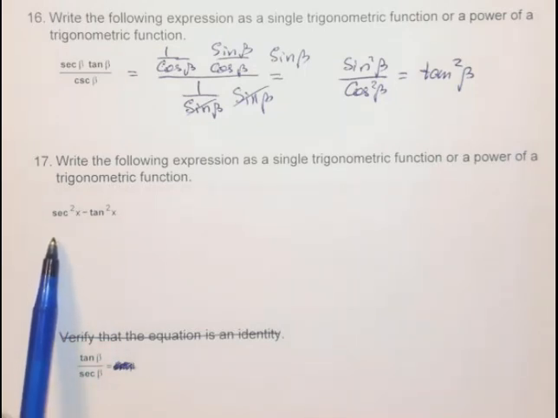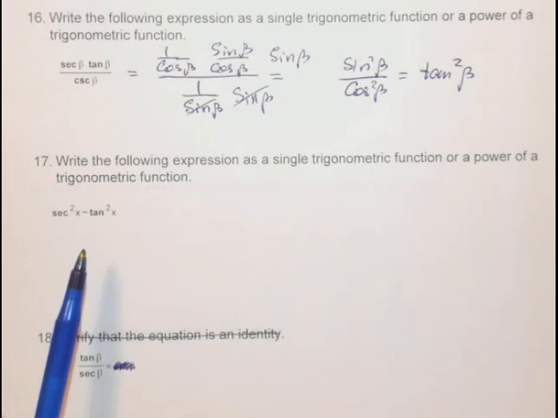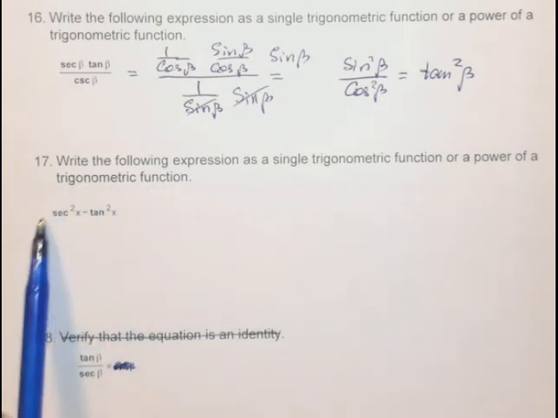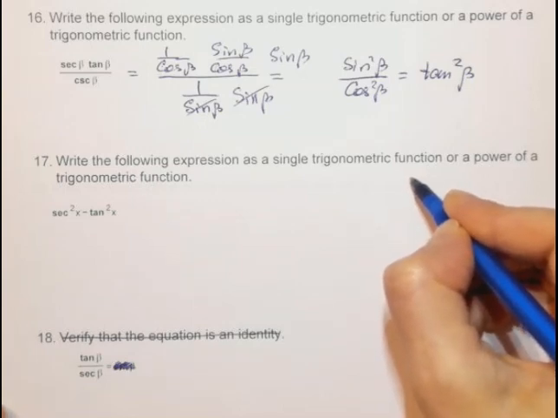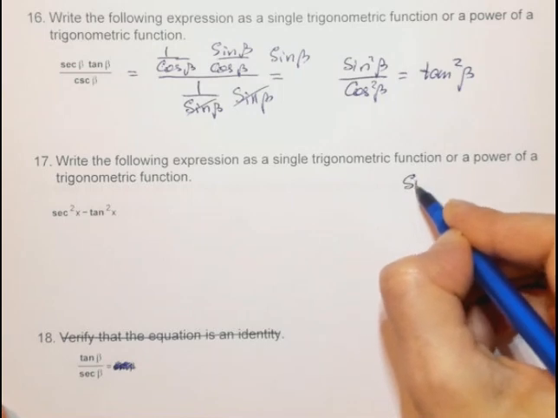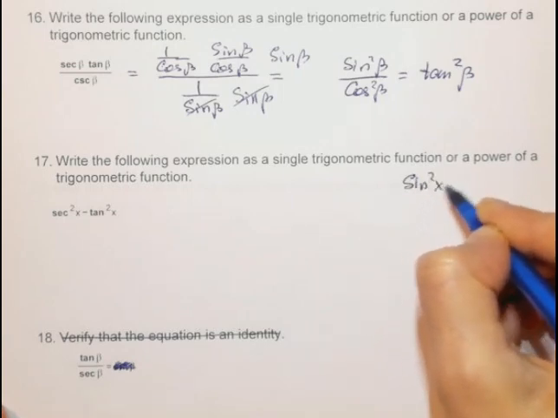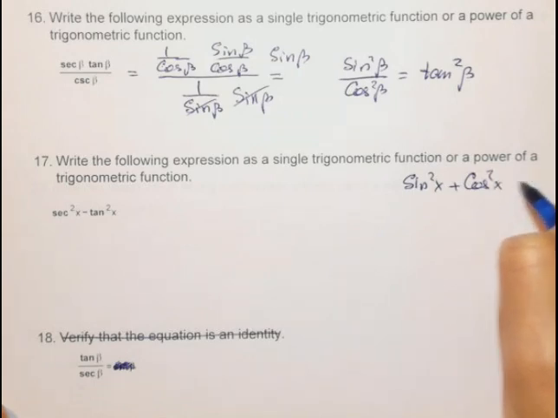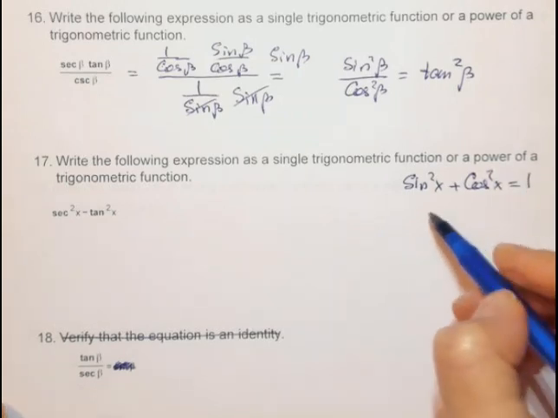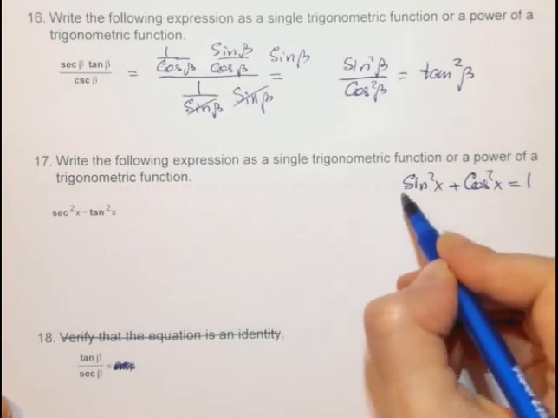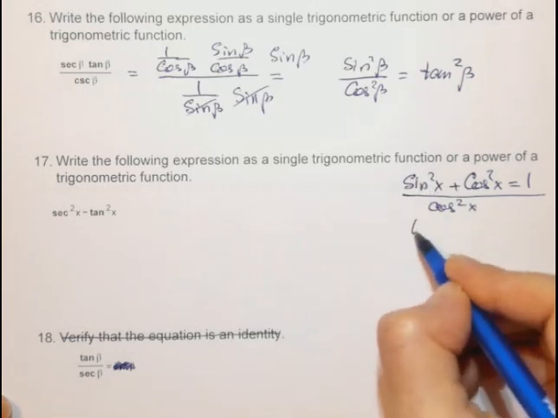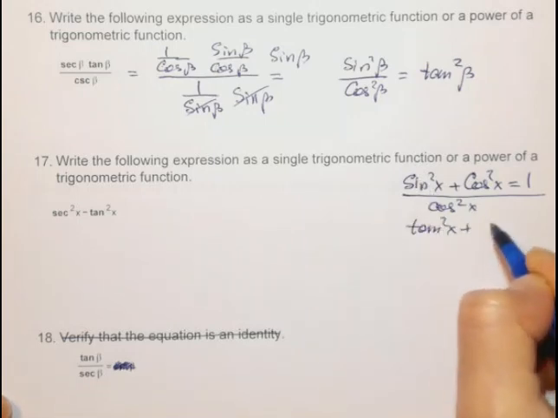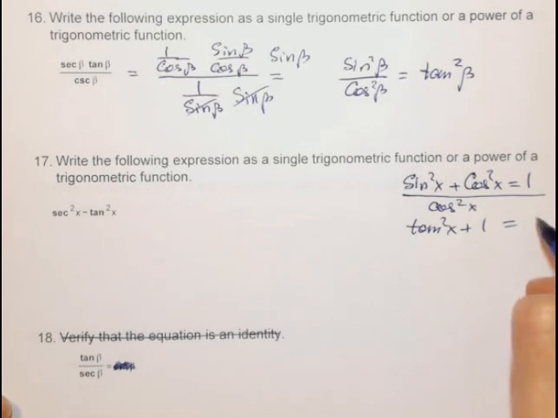Secant squared minus tangent squared. We have a Pythagorean identity containing secant squared and tangent squared. I remind you how we got it originally. The very basic Pythagorean identity is sine squared x plus cosine squared x equals 1. If you divide this by cosine squared x, you will get tangent squared x plus 1 equals 1 over cosine squared, which is secant squared x.